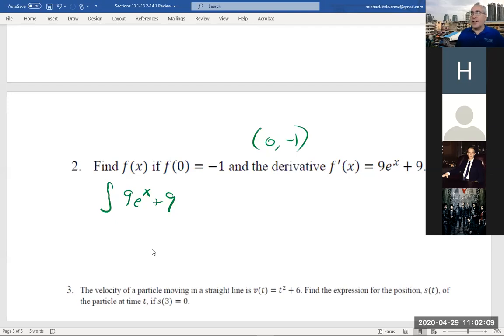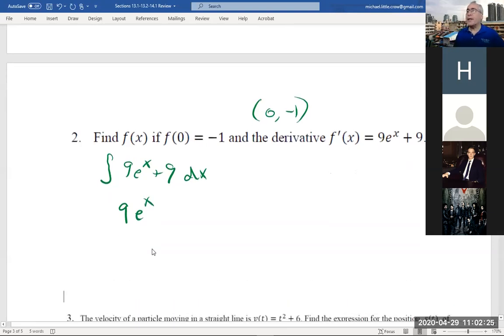Okay, so to integrate this, the first part is real simple. I should put the dx, right? It's 9e to the x. It's just itself. The second part is just going to be plus 9x plus some constant, and this is the function value, right? So we've integrated it. This is now f of x.